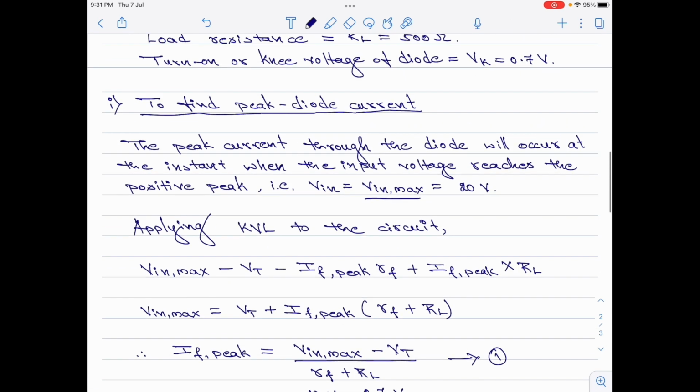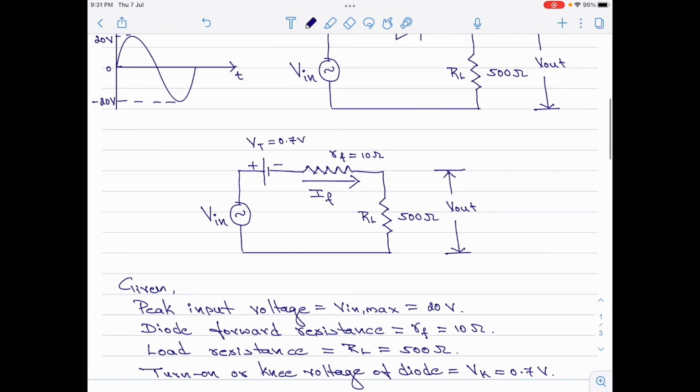Let us go back to the circuit now. Note that we have now found the peak value of the diode current. Now, since this is a very simple series connected circuit, the current that flows across the diode is the same as the current that flows across the load resistance as well. Therefore, the peak output voltage is simply equal to the value of the load resistance multiplied by the value of the peak current flowing across the circuit. This current is nothing but the peak diode current.